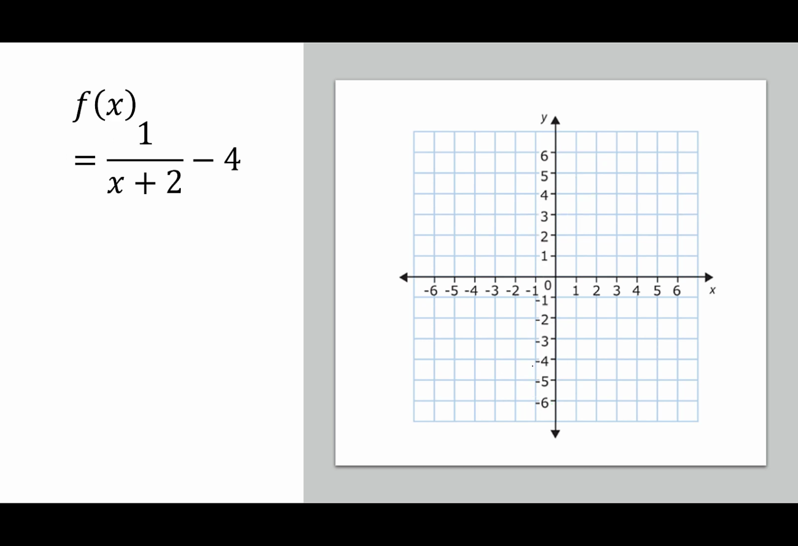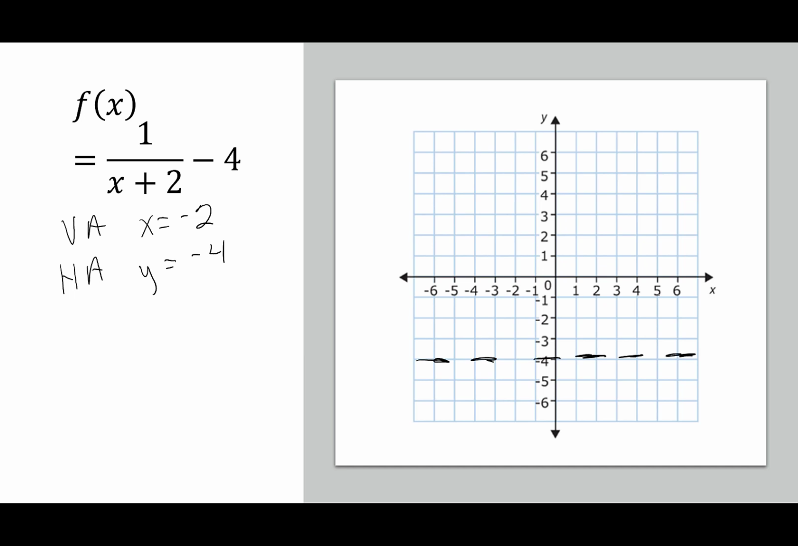So let's try both of those at once, both a horizontal and a vertical shift here. The x plus 2 says we're going to move to the left 2. So we have a vertical asymptote at x equals -2. And then the minus 4 says we're shifting down 4, so I have a horizontal asymptote at y equals -4. So let's put both of those in.